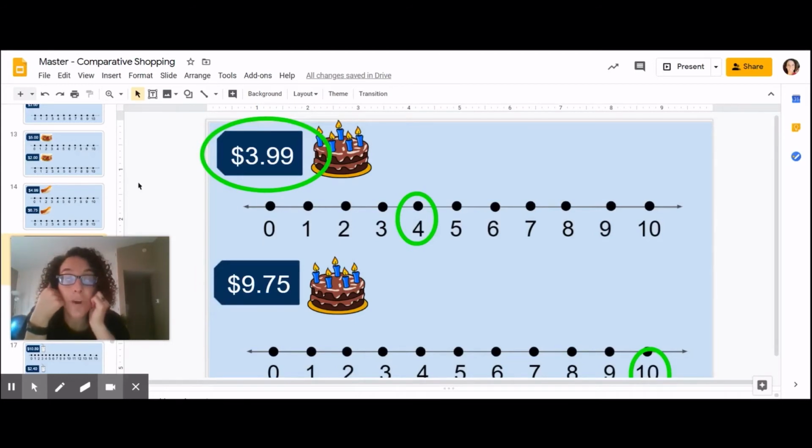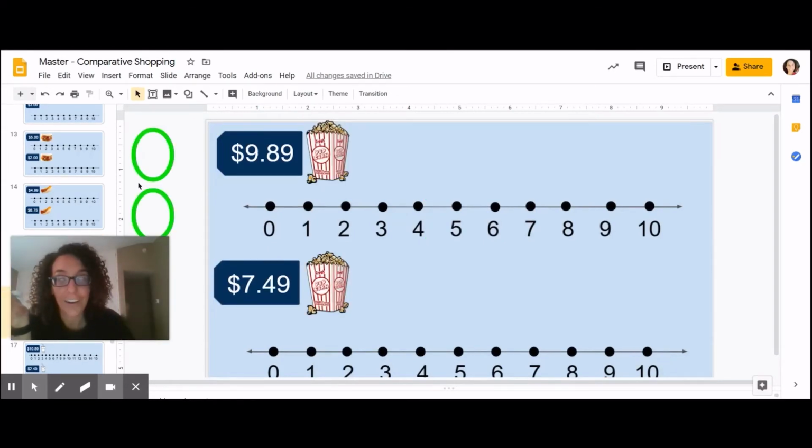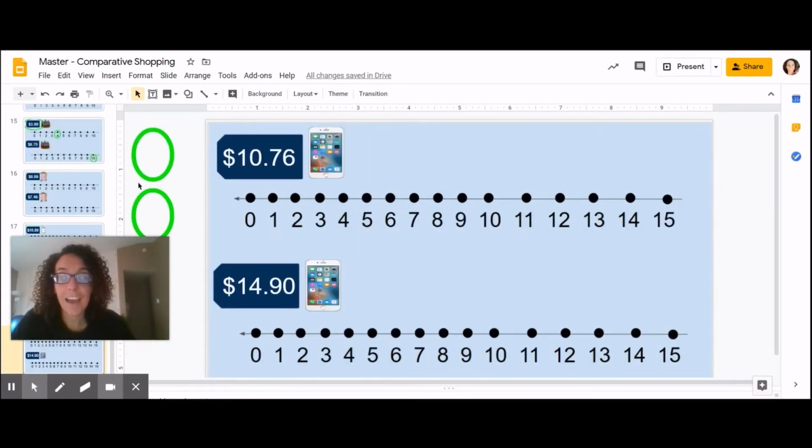Let's try one that's extra hard. Can you help me? All right. Now we're looking at buying an iPad, a cheap iPad, but we're buying an iPad. Now this iPad and this iPad are the same, but they cost a different amount. So again, we have to figure out which one's cheaper.